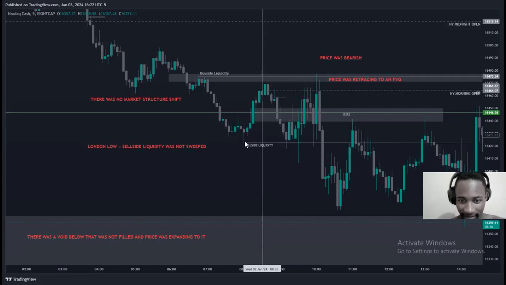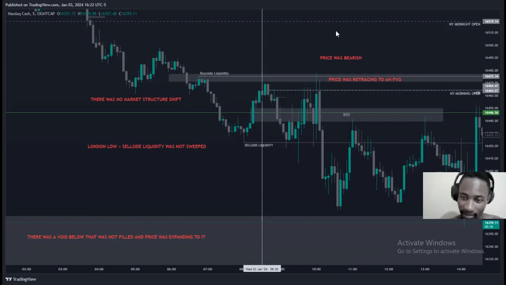What really happened? I should have waited for these sell side liquidity stops resting here to be taken. And these ones were taken, these were used. So my entry was supposed to be here, on this candlestick on a 1 minute time frame, after this liquidity was swept. Then I was going to target my profit on this high. But there was no market structure shift. That's why I lost. London low sell side liquidity was not swept.